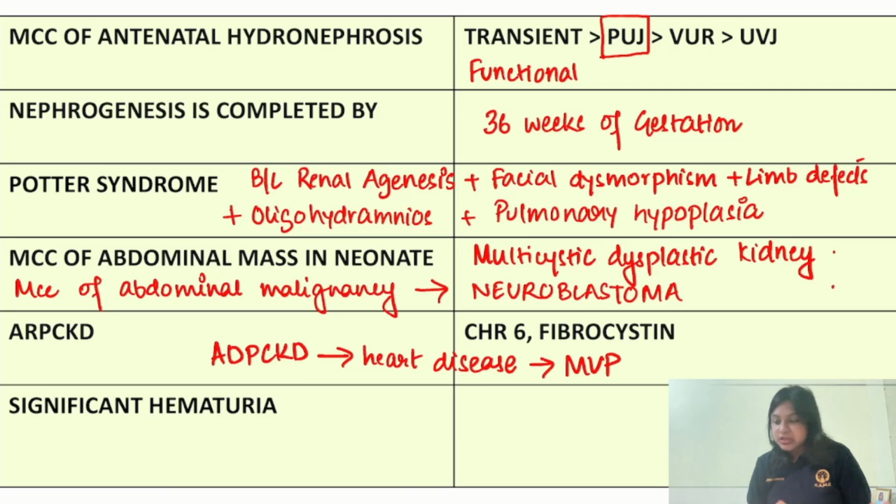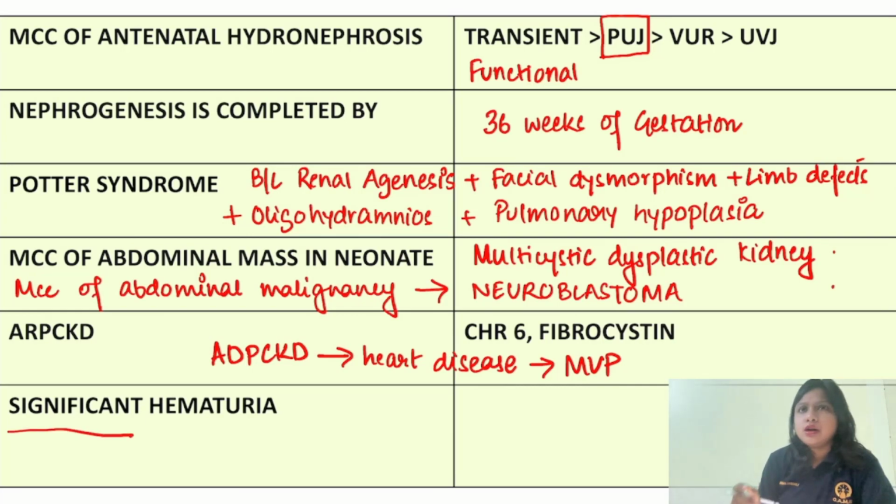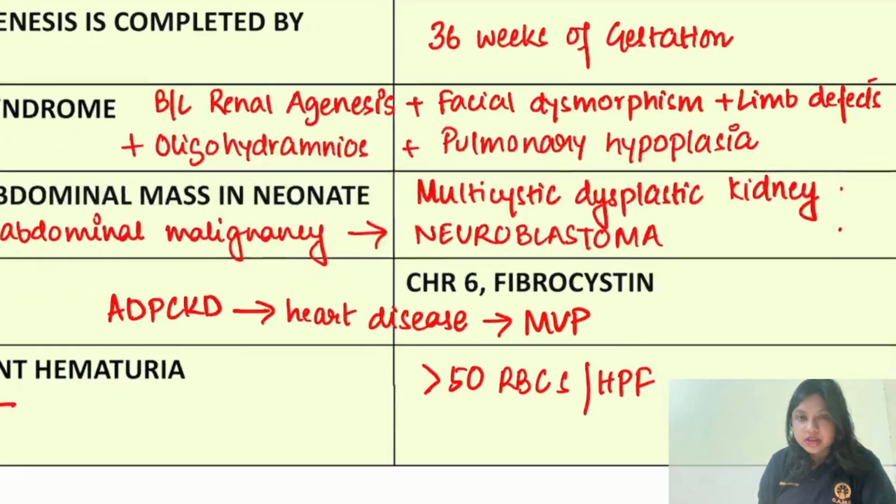Now, what is meant by significant hematuria? So, you know what is hematuria? Hematuria means blood in the urine. So, if there is more than 5 RBCs per high power field, we call it hematuria. But here the term is significant. It was once asked in FMGE exams 3 years back. Significant hematuria constitutes how many RBCs? So remember, it is more than 50 RBCs per high power field that we call significant hematuria.